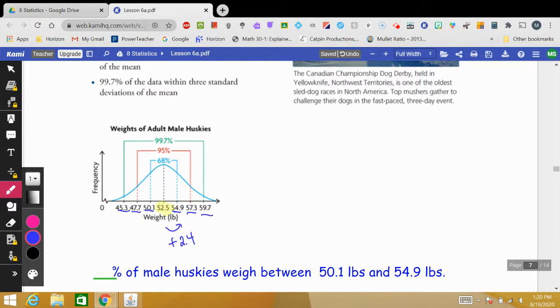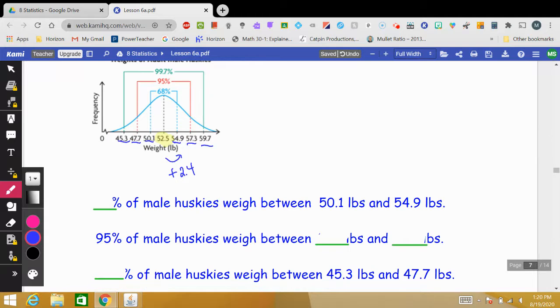Okay? So now using that information, we can answer these questions. So these are the assignment questions now. What percent of male huskies weigh between 50.1 pounds and 54.9? So between 50.1 and 54.9, that is one jump. So one jump out from the mean is 68%. 95%, so that is two jumps out. So two jumps out weigh between 47.7 pounds and 57.3 pounds.